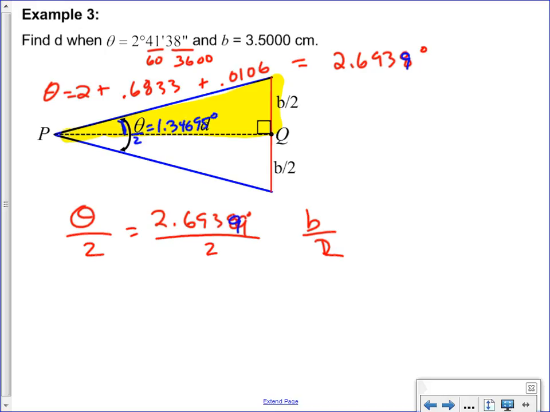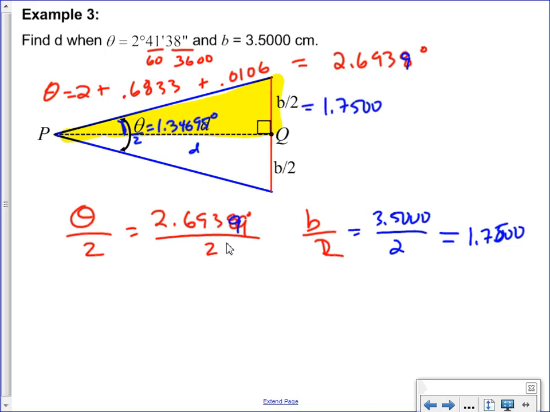Okay. I'm going to put D down here since it was in the way. Okay. b is 35.5, so 3.5000 divided by 2 is 1.7500. So this part right here is 1.75. What is it? 1.7500.